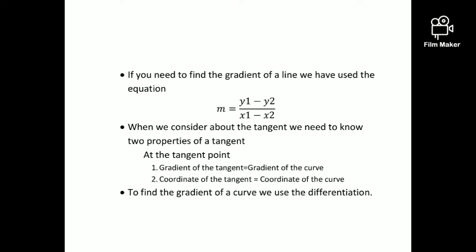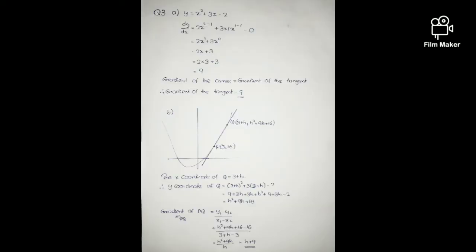When you discuss this question, we need to focus on the following theories about a tangent. If you consider a tangent, we can see two main properties. The first property is that the gradient of the curve and the gradient of the tangent become equal to each other at the tangent point. The second is that the coordinates of the tangent become the coordinates of the curve. That also happens at the tangent point. Now let's start with the question.